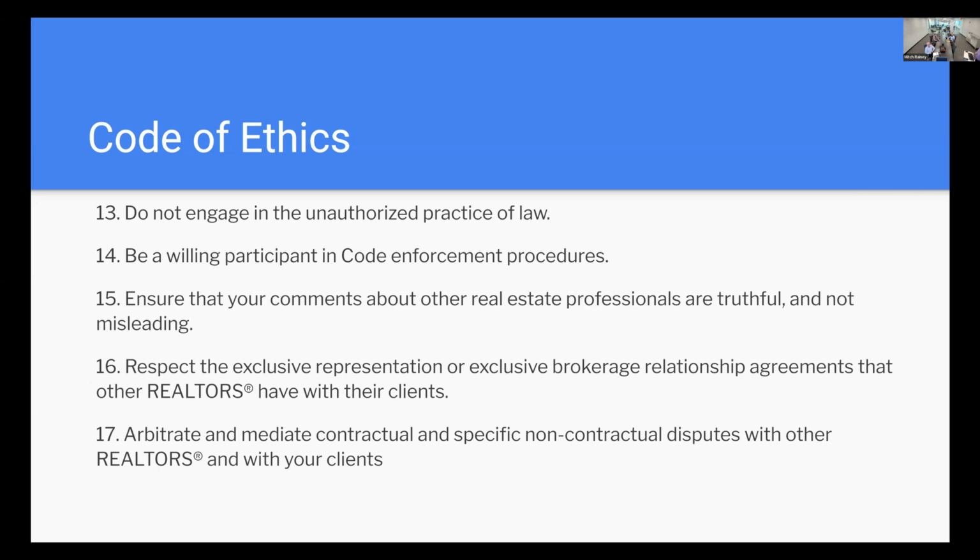Arbitrate and mediate contractual or specific non-contractual disputes. Understand the difference between TREC and TAR. TAR is going to handle anything between us as realtors. That goes through the Texas Association. Anything to do with ethics goes through the association. Anything to do with our compensation goes through the association. TREC doesn't care. Now, when the rules were written for the state of Texas, they used our code of ethics to write them. So if you look at it, it goes pretty close to what we have.